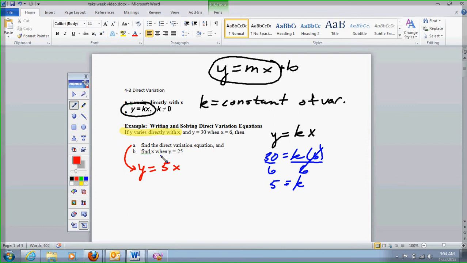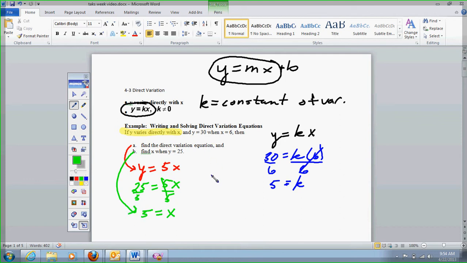Part B says find x when y is 25. All I do now is go into the equation that I found. We want to know what x is when y is 25, so we sub in 25 for y. 25 is equal to 5x, and we want to know what x is. So we solve for x, 5 and x being multiplied. We divide by 5. 5 divided by 5 is 1, so I have 1x, or just x, equals, divide this side by 5, and I get 5. So the answer for part B is x equals 5.